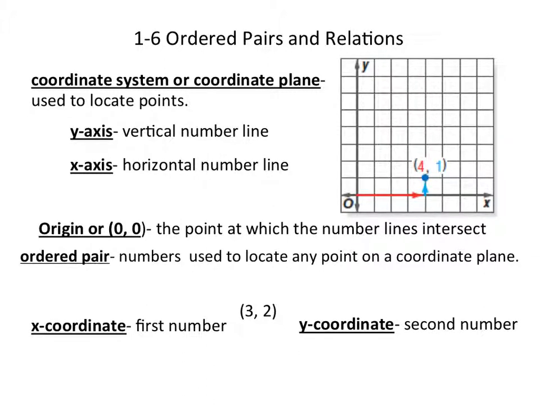Lesson 1-6, Ordered Pairs and Relations. We have two objectives in this lesson. One, use ordered pairs to locate points. The other is use tables and graphs to represent relations.